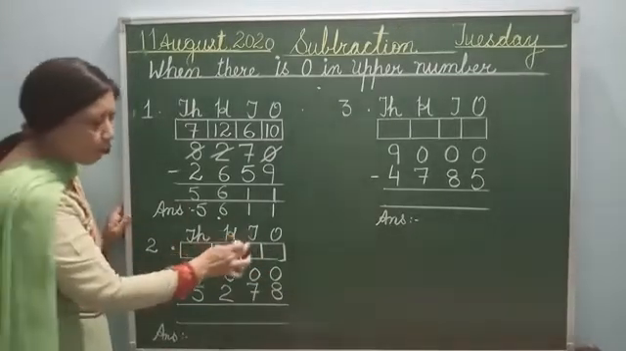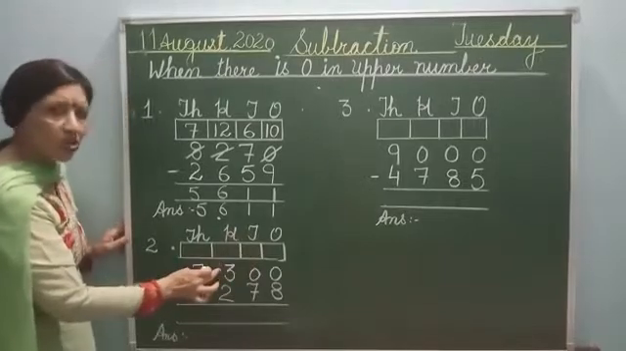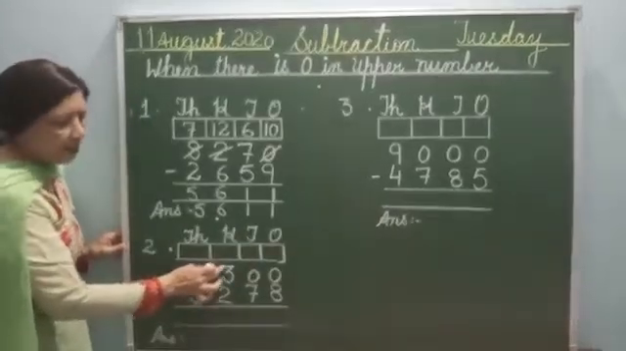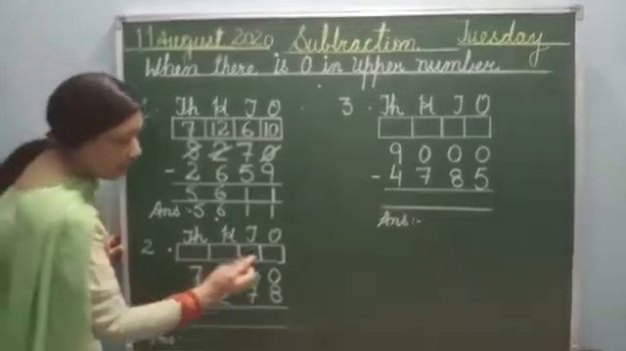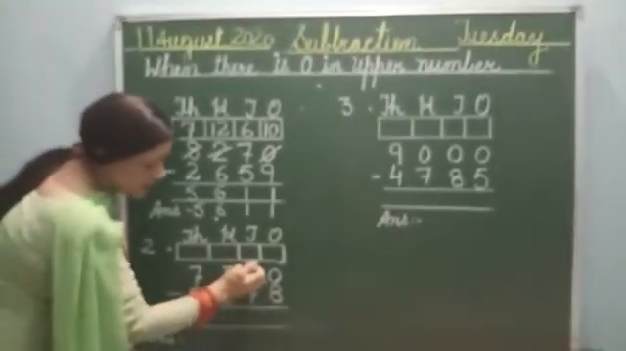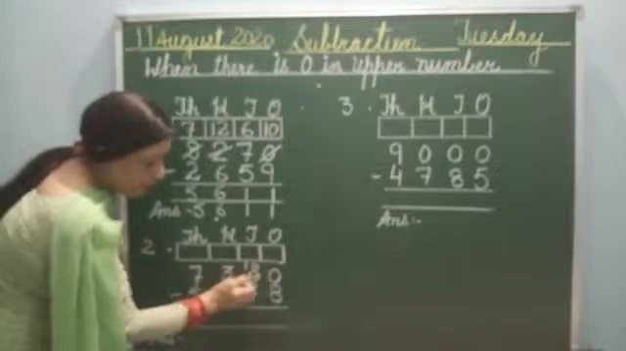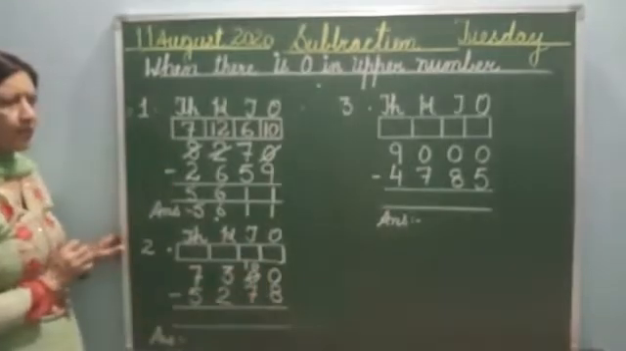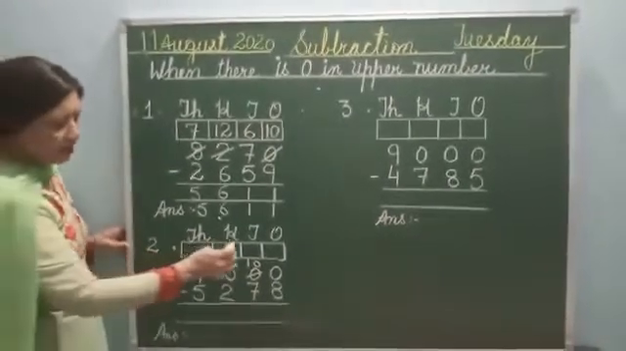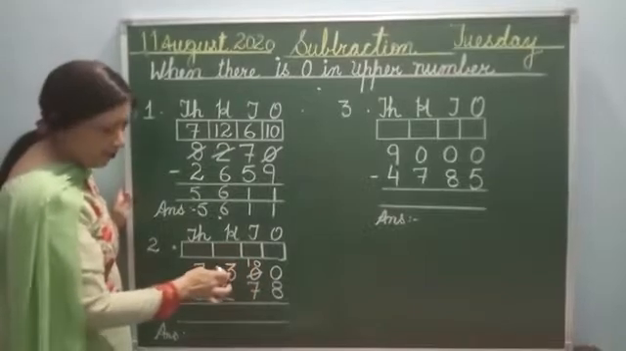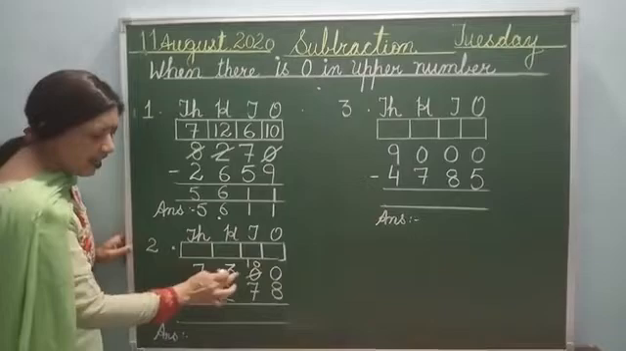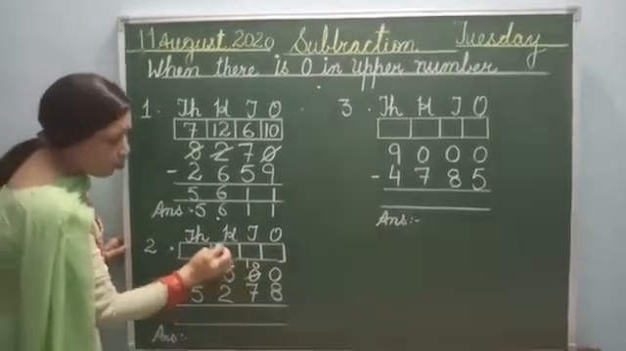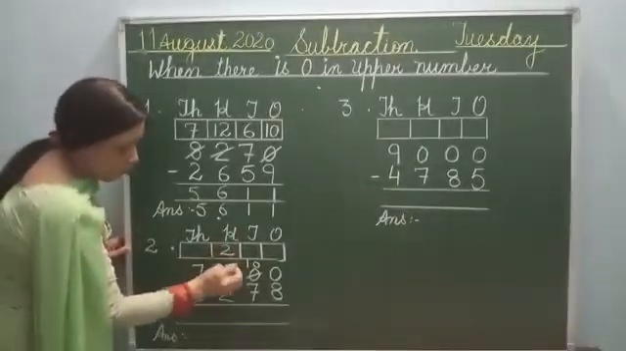So what will it do? It will borrow 1 from 3. This second 0 will borrow 1 from 3. Now this 0 will get 1 and it will become 10. Clear beta? This 0 has got 1, so it has become 10. Now this 3 has given 1, so it will become 2.